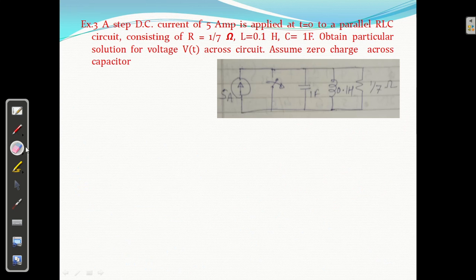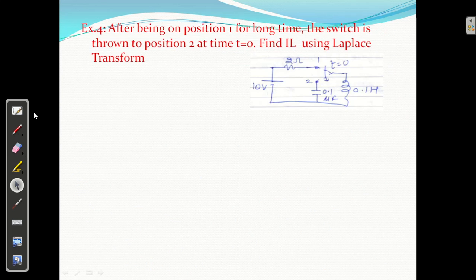Okay, question number 4. After being on position 1 for a long time, the switch is thrown to position 2 at time t equal to 0. Find IL by using Laplace transform technique.